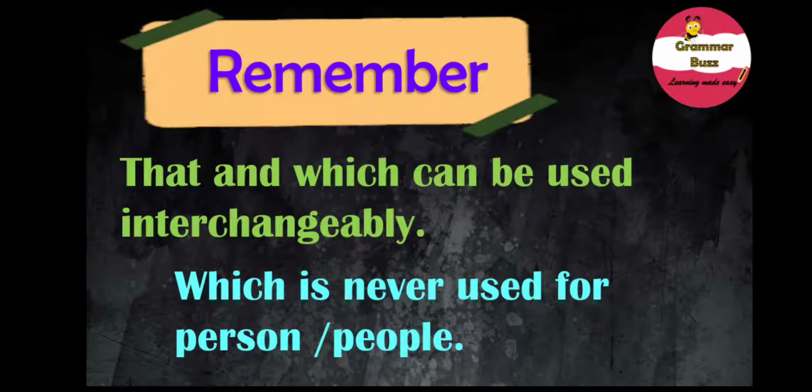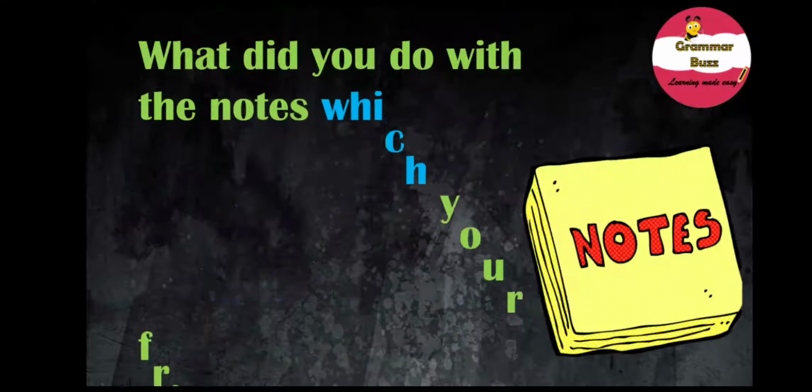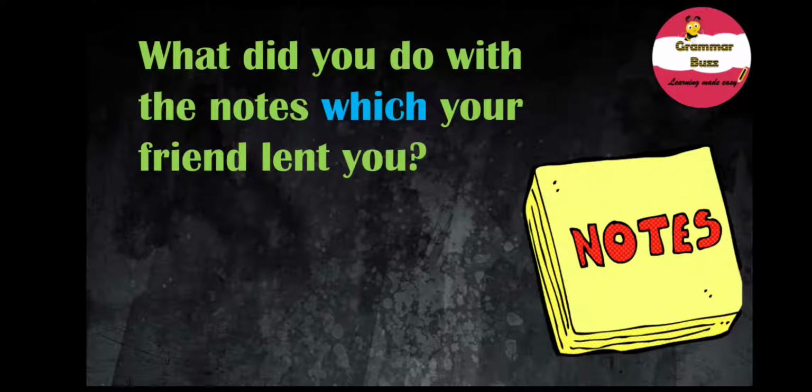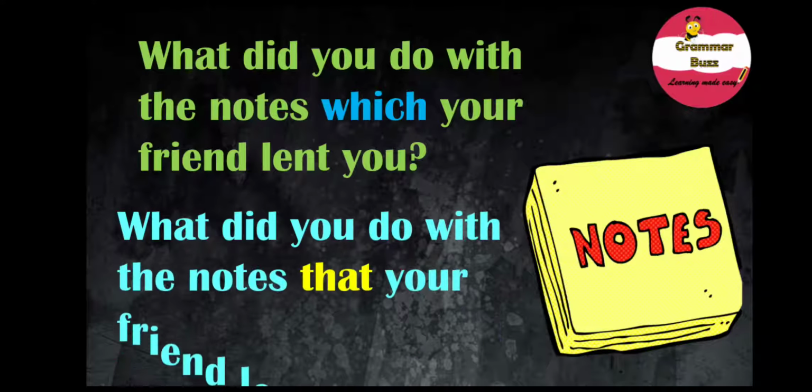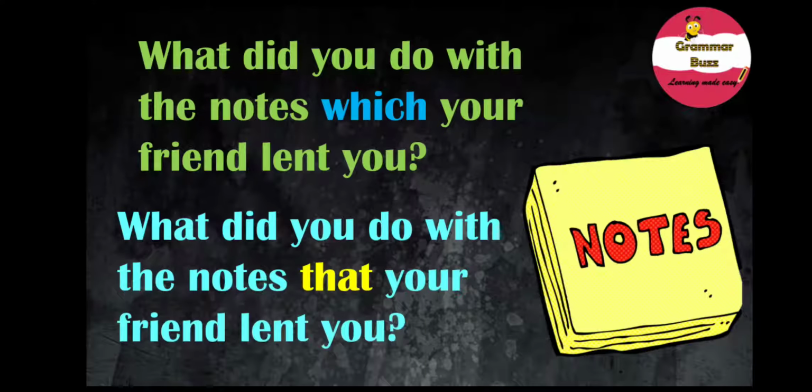Now let us see how both the relative pronouns that and which can be used interchangeably. Look at the sentence. What did you do with the notes which your friend lent you? And the next one, what did you do with the notes that your friend lent you? So, which refers to the notes and that also refers to the notes. Now, both the sentences are acceptable. Both are grammatically correct. So, we can use that or which interchangeably in a sentence.